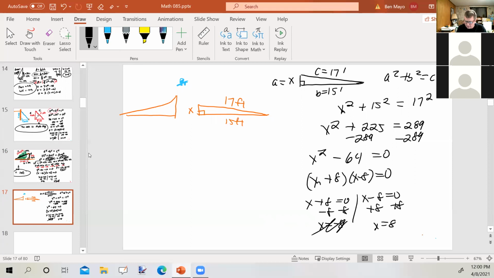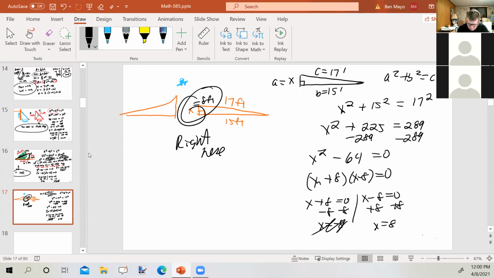We cross out the negative. X is 8 feet. And it just said, find x, so 8 feet. I'm sure you've all seen that cartoon where the question says find x and somebody circles it and says right here. Yeah, well, they actually want a value for x, which would be 8 feet. Okay.